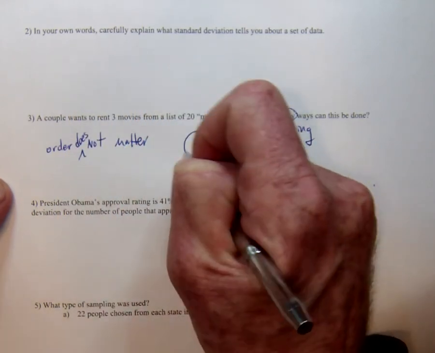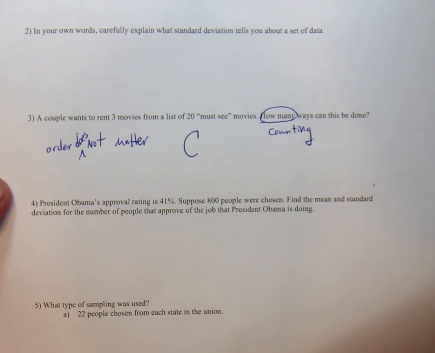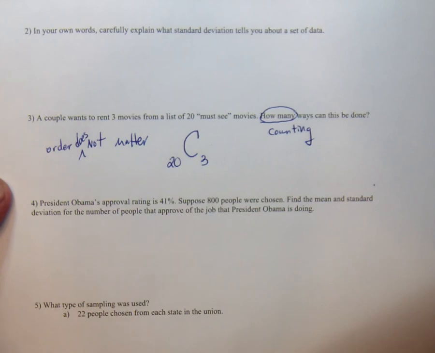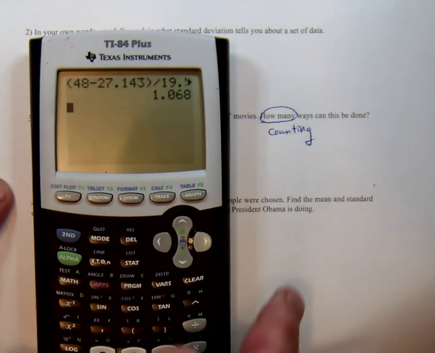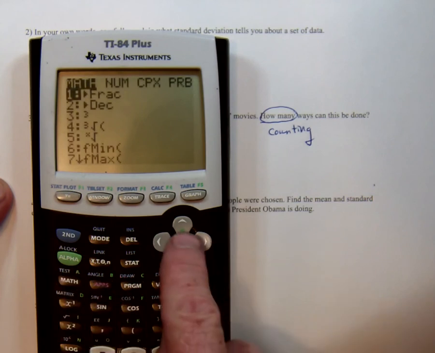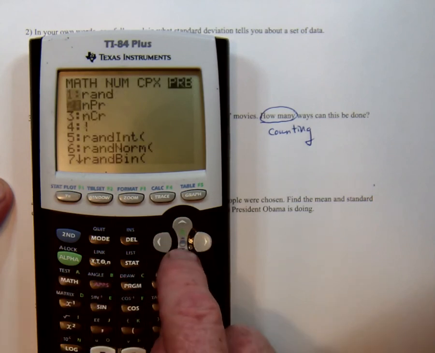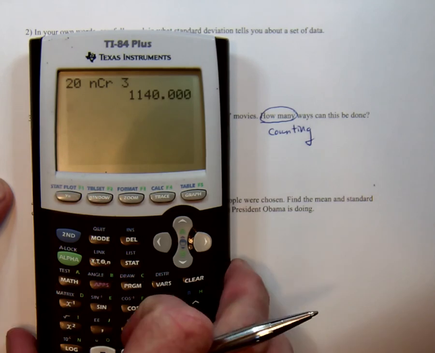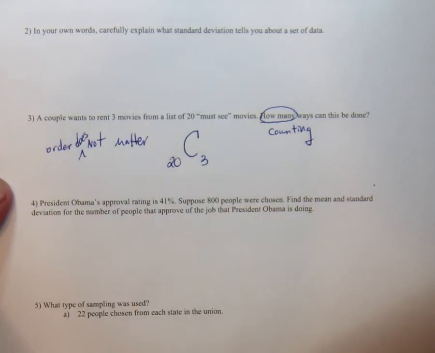If order does not matter, then you use combinations. So out of the 20, they're going to choose 3. And then I'm going to use the calculator for that. So it's going to be out of 20, math, probability, choose 3. So there's 1,140 different combinations possible.